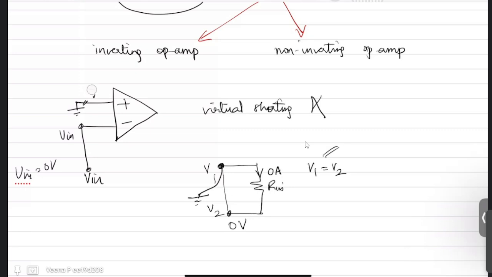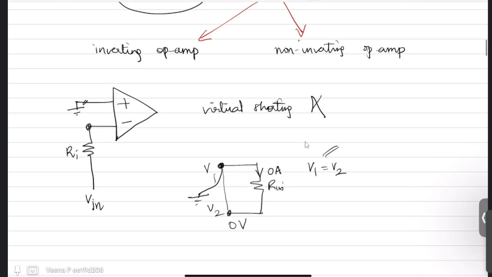So what will we do? We will add the input resistance of your supply. So your supply will have some resistance in it, so that you will add. So you have your supply. You give the supply through this resistor, which is the input resistance of your supply. Now you can say that this point is 0 volts. So the virtual shorting comes in between the terminals, which are the inverting and non-inverting terminals.